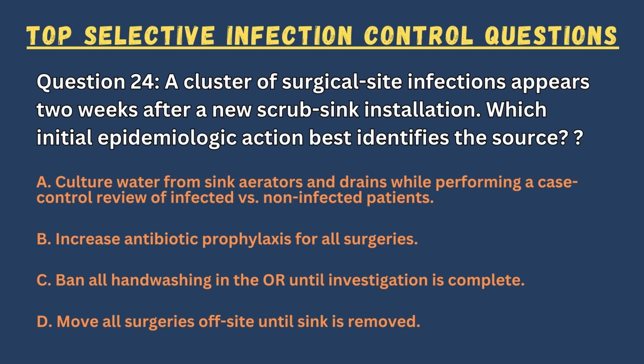Which initial epidemiologic action best identifies the source? A. Culture water from sink aerators and drains while performing a case control review of infected versus non-infected patients. B. Increase antibiotic prophylaxis for all surgeries. C. Ban all hand washing in the OR until investigation is complete. D. Move all surgeries off-site until sink is removed.